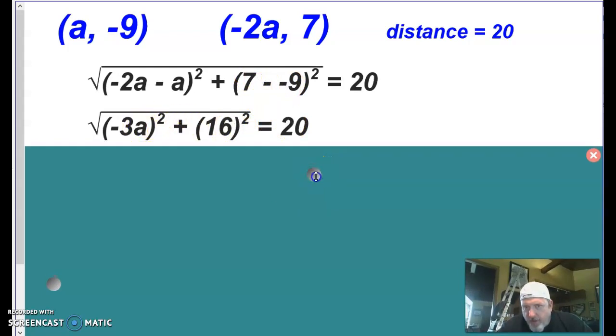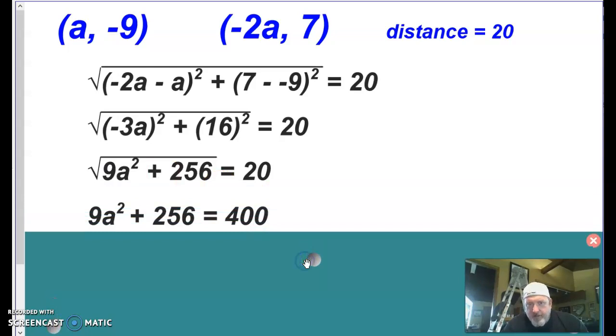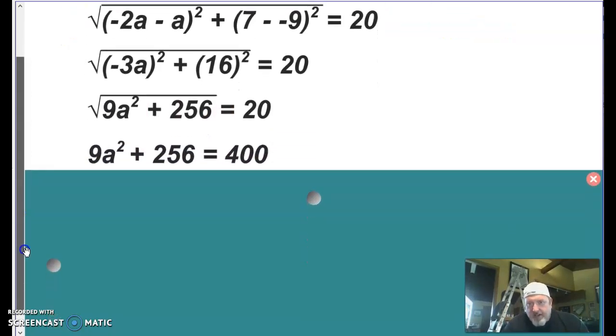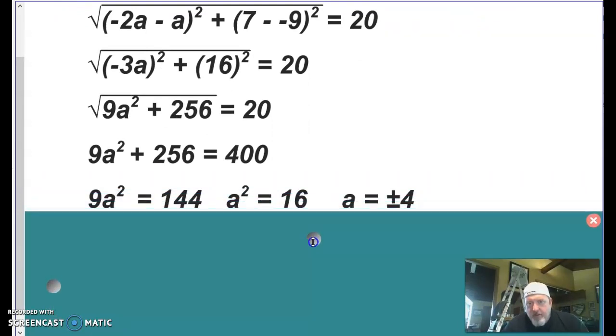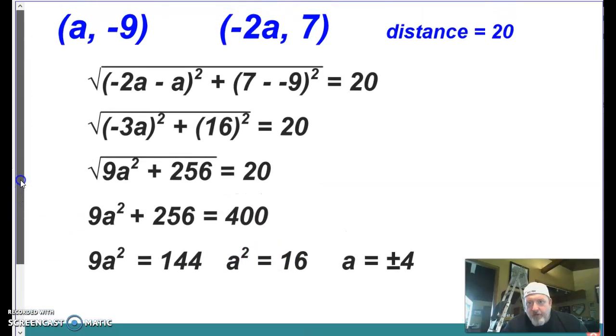We'll go ahead and square these, so I'm going to end up with 9a squared plus 256 equals 20. How do you get rid of a square root? Well, you square both sides. So we'll square both sides to get to here. And now we're on our way. We'll subtract 256 from both sides. Then we will divide by 9. And when we take the square root of a squared, we get plus or minus 4. And so either +4 or -4 will work for this particular problem, since we get 2 answers for the square root. So again, just because they gave us variables up here for our x-coordinate doesn't mean that we can't plug it into the distance formula and follow suit.